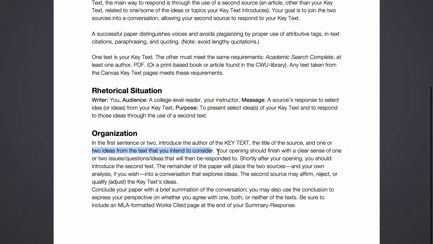Note then, your opening should finish with a clear sense of 1 or 2 issues or questions that will be responded to, and then some point after that opening, you're going to introduce your second text. Now, as you introduce that second text, it's not really that important that you introduce the title of the text, but you should at some level introduce the authority.